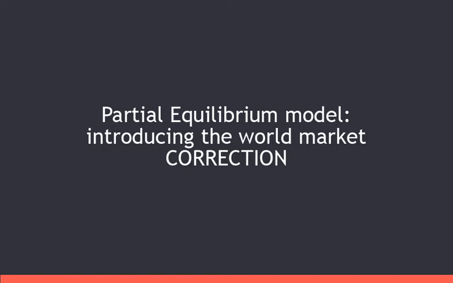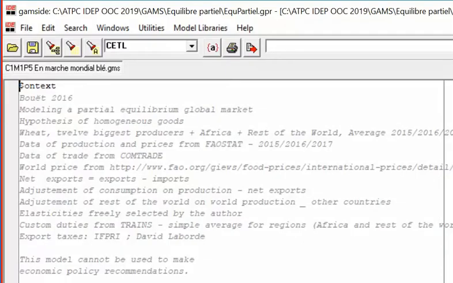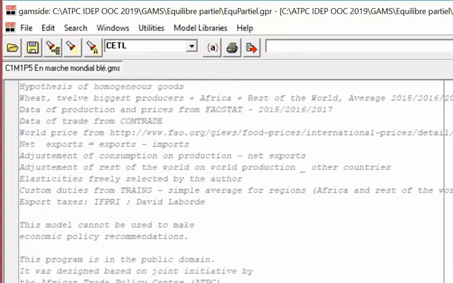So here are the corrections of the assignment concerning the partial equilibrium model of the introduction of the world market. So here are the GAMS files, which are the corrections of the assignment we requested you to do.